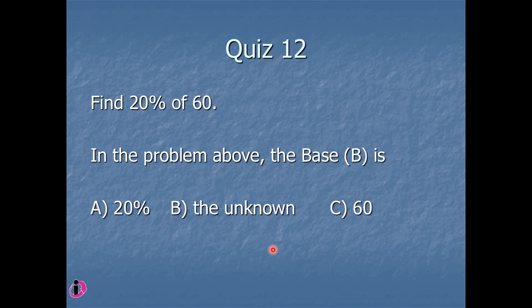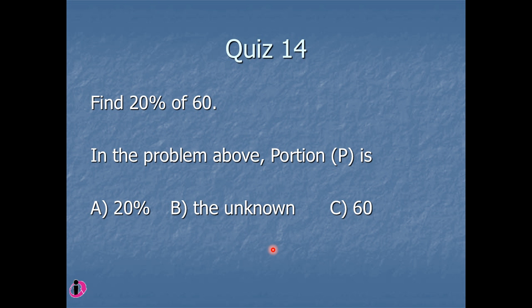Let's try a couple of quiz questions again. 20% of 60. Okay, first of all, what is the base here in this question? 60, right? 60 is the base. So the right answer is C. What is the rate here? Of course 20%, right? The right answer is A.